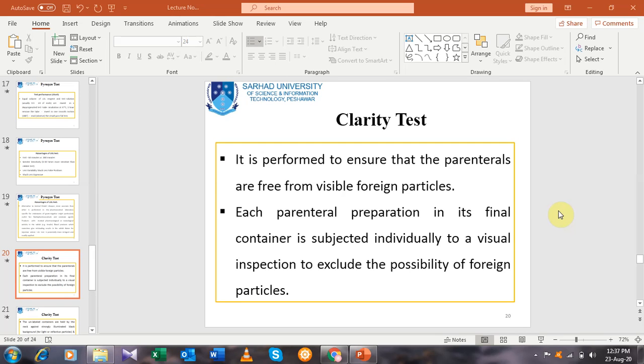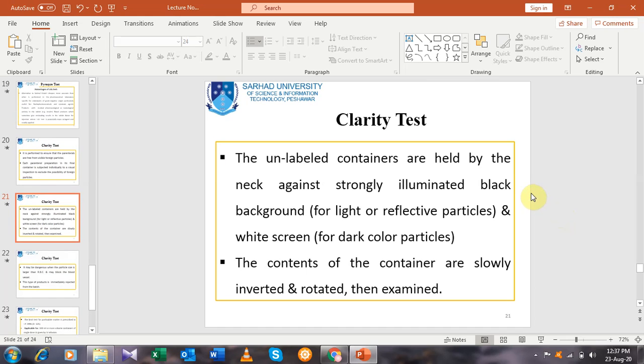To ensure the absence of visible foreign particles, this test is performed. In this case, the containers filled with the final formulation should be unlabeled. If a label is there, it creates difficulty in visualization, because it will not be possible for us to see through the label.